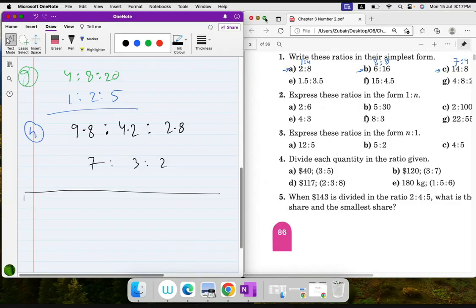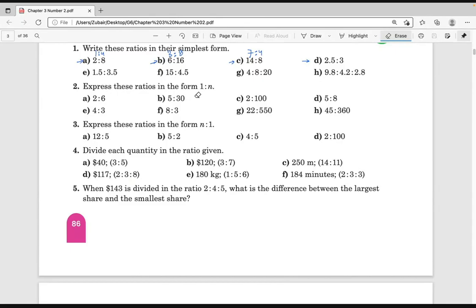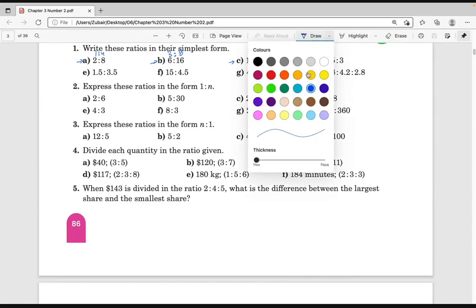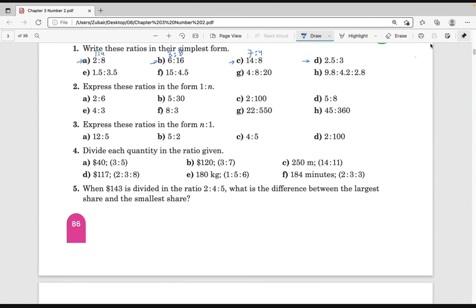Question number 2 says express these ratios in 1 ratio n form. So the examiner wants to see 1 in the first place. So we divide whatever number is in the first place to get 1. So we divide both of them with 2. I'm getting 1 ratio 3. If you look at E part, in order to get 1 in the first place, I have to divide both of them with 4. So I will get 1 ratio 0.75 or 3 by 4. Try D part.